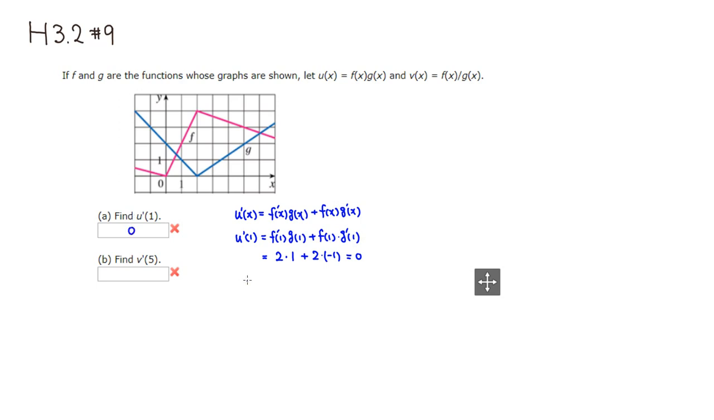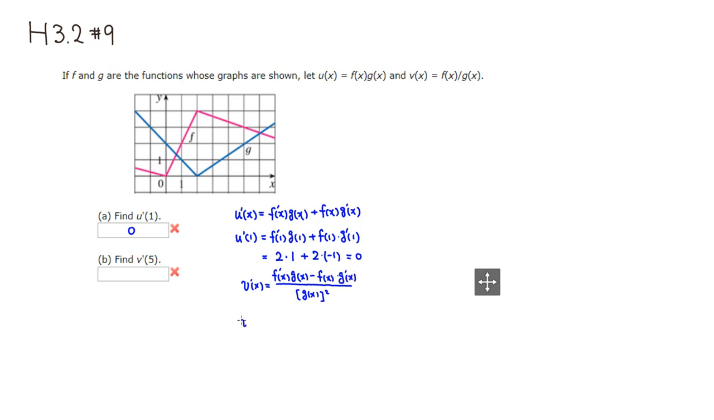All right, so let's find v prime of 5. So first, v prime of x is going to be, all right, v is a quotient between f of x and g of x. So we need to square the bottom. Then take the derivative of the top times the bottom minus top times the derivative of the bottom.